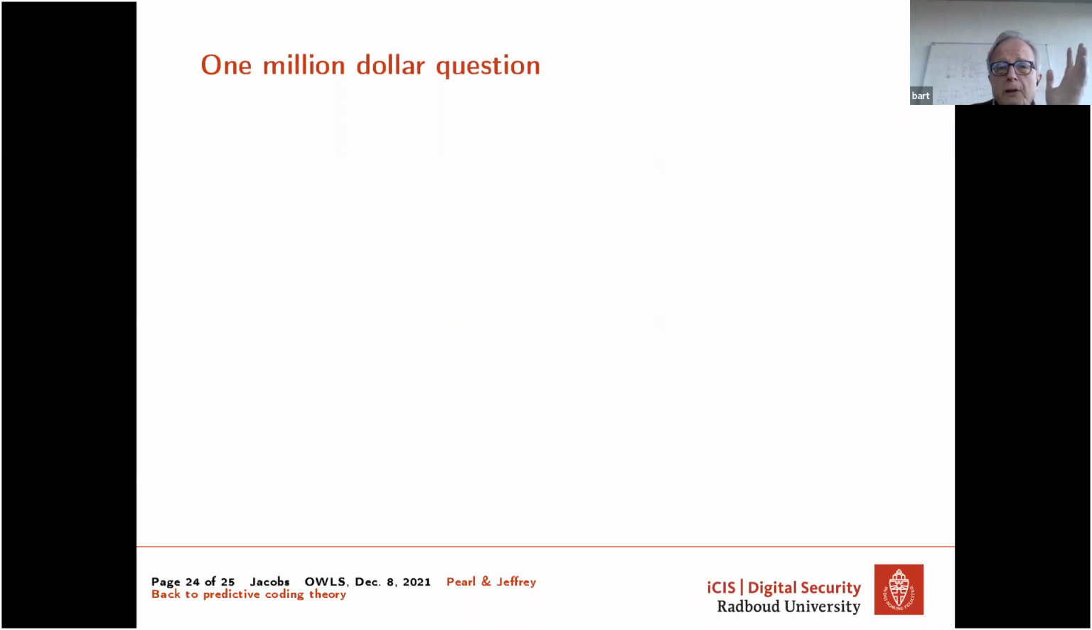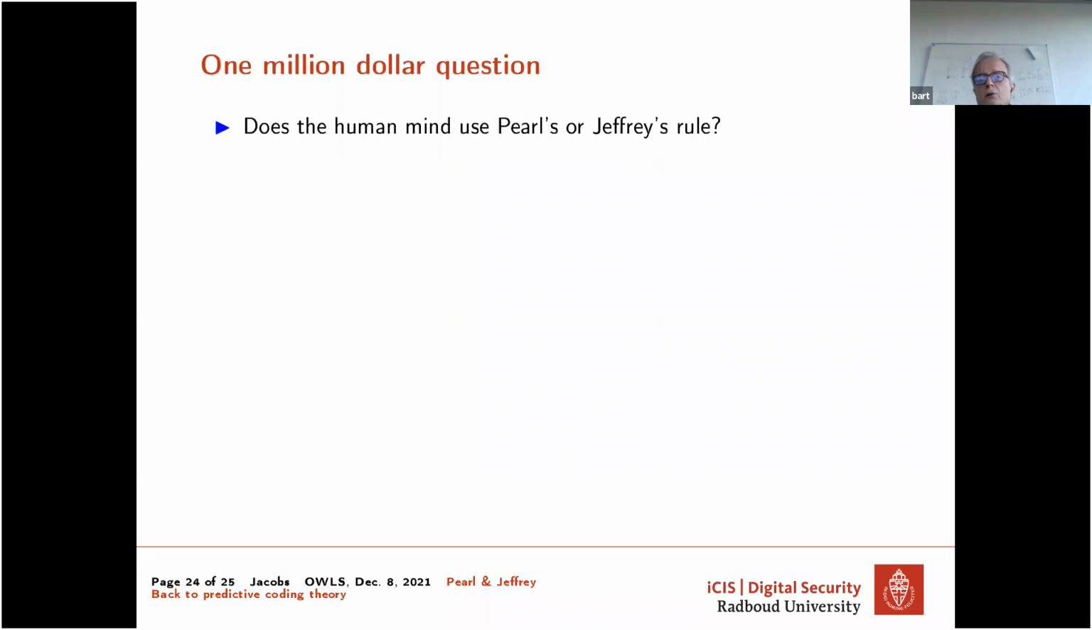Now, what is the $1 million question? You could say, does the human mind use Pearl's or Jeffrey's rule? As I said, I don't have an answer, but if you would ask me to bet, I would put my bet on Jeffrey. Still, it's possible that the human mind uses Bayes in one situation and Jeffrey in another, or uses some convex combination of the two update rules. I don't know yet. And again, I don't work in cognitive science. I can't answer this, but I would love to connect to people there, and I'm actually trying to talk to some of them.